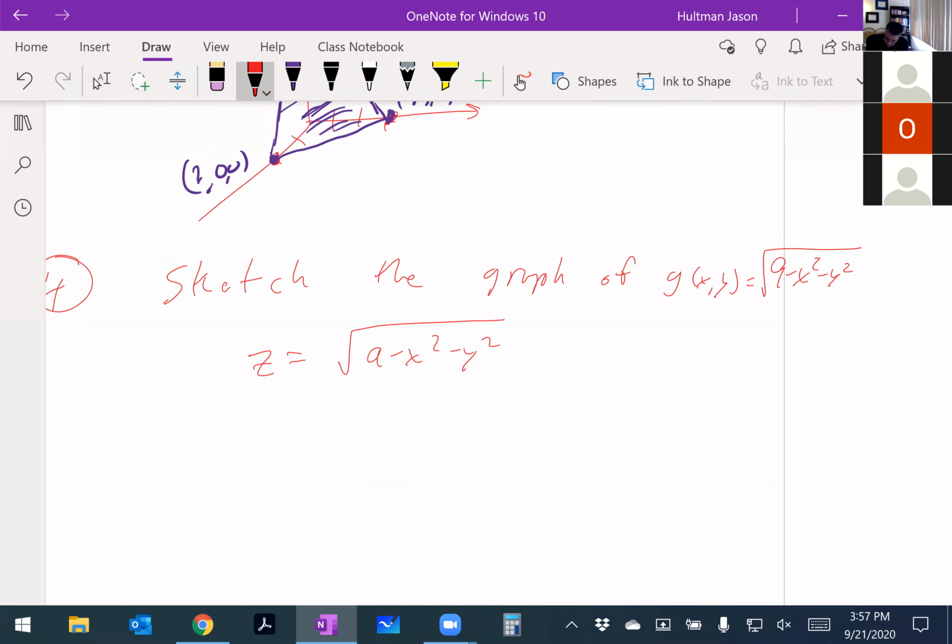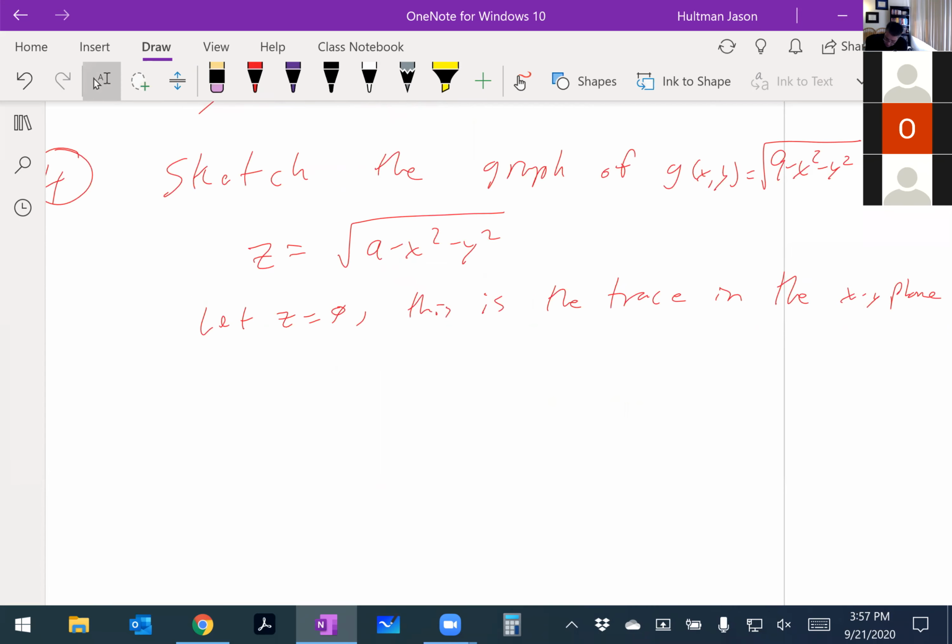Okay, so let's let z equal 0. When z is equal to 0, that's going to be a trace. This is the trace in the xy plane, right? When z is 0, it's going to be the trace in the xy plane. What's this thing going to look like? Let's draw the graph out here.